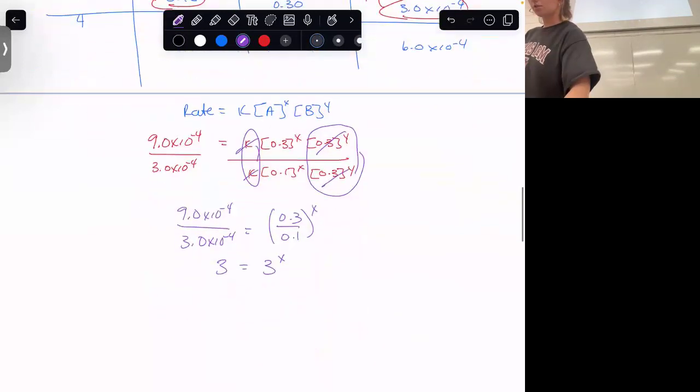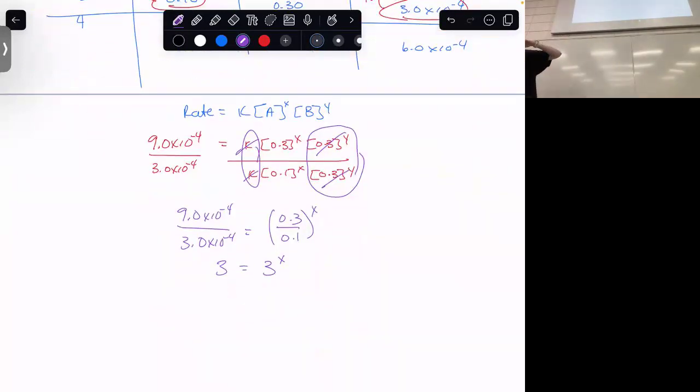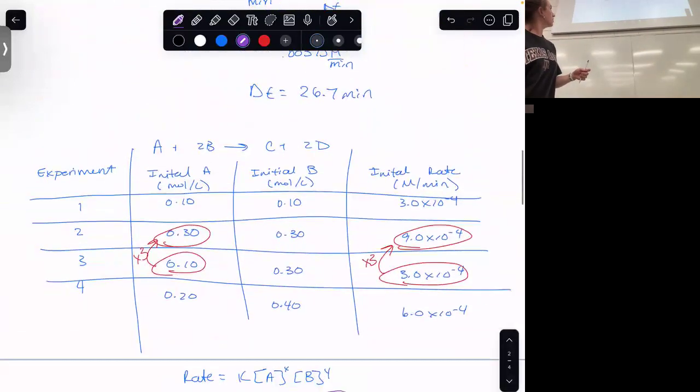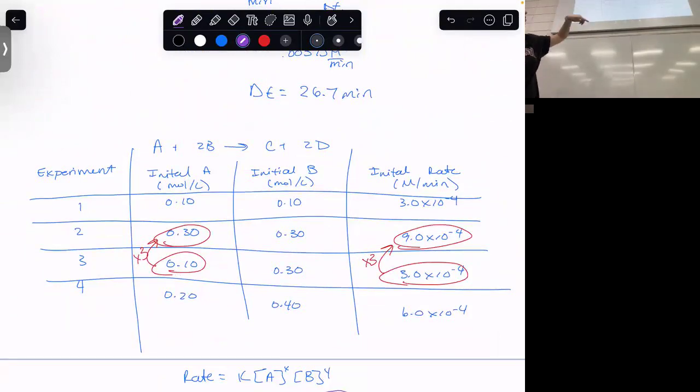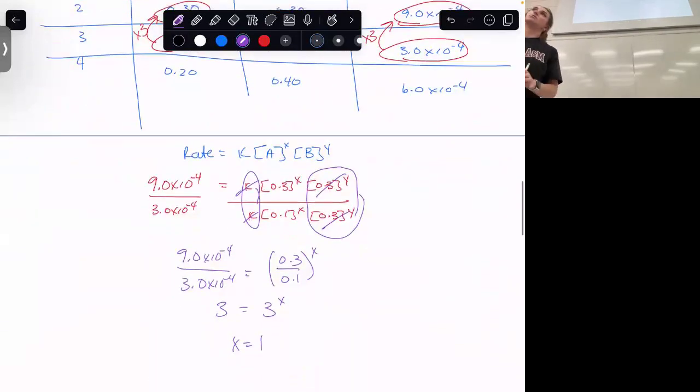Okay. So now that you end up with 3 equal to 3 to the x, you need to ask yourself, what value of x gets me to 3? It's just 1, right? So x is equal to 1. And we can see that from our initial table, where when we triple our concentration of A, we also triple our rate of the reaction. And when that's the same ratio of tripling to tripling or doubling to doubling, we know that's going to be what order reaction? First order reaction. And we see that from our math that we get an x equal to 1.